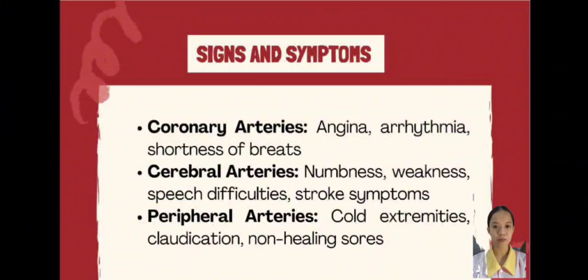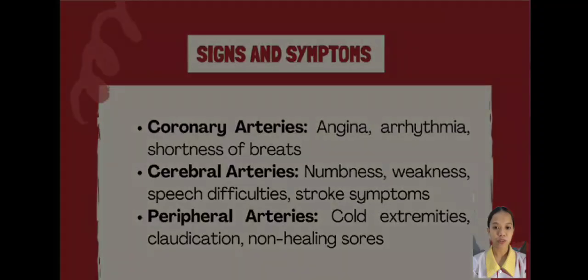Next, the signs and symptoms. The early stage of atherosclerosis is often asymptomatic, meaning there are no noticeable symptoms. But as the disease progresses, symptoms depend on the affected arteries. For example, in coronary arteries: angina, arrhythmia, and shortness of breath. In cerebral arteries: weakness, numbness, speech difficulties, and stroke. In peripheral arteries: cold extremities, claudication, and non-healing sores.